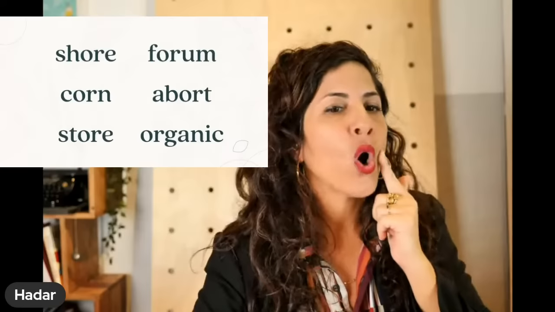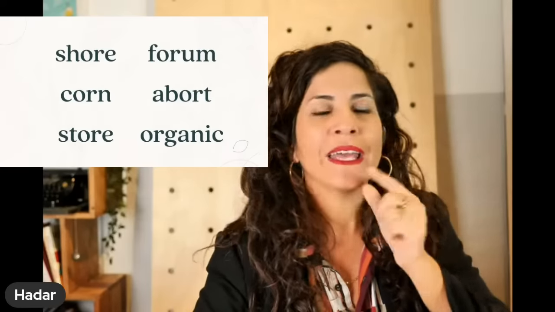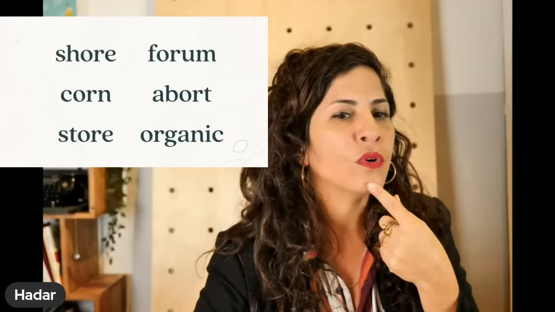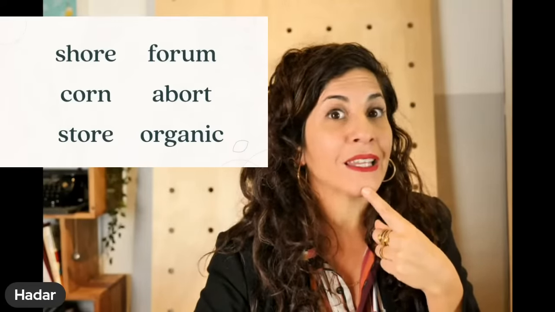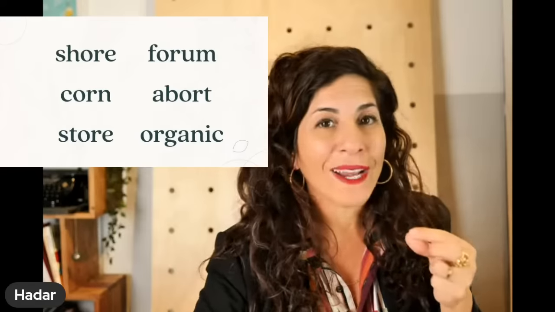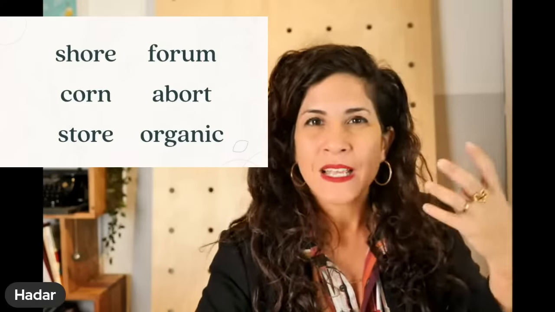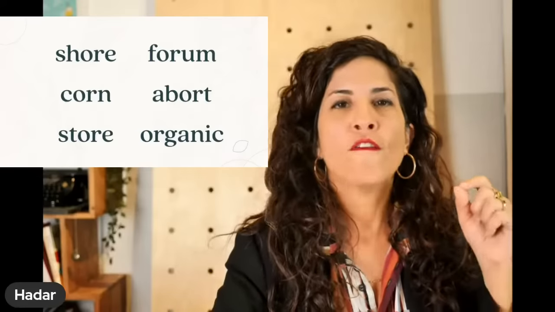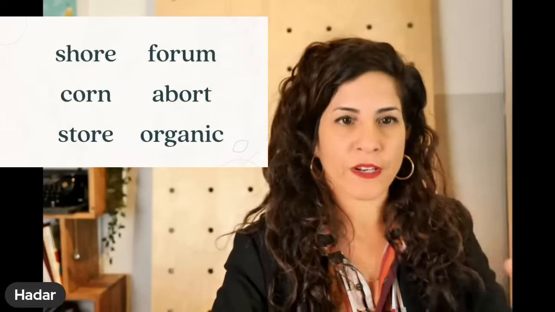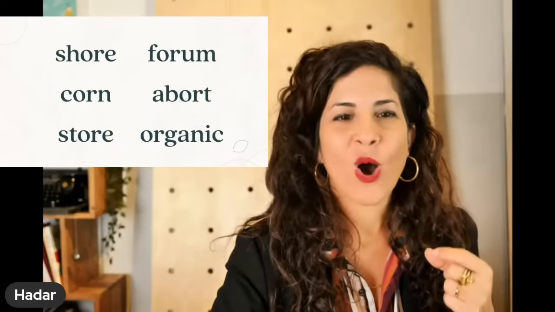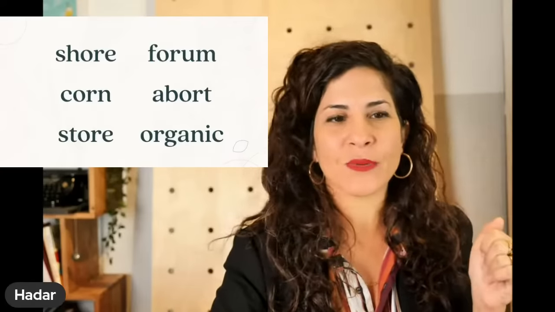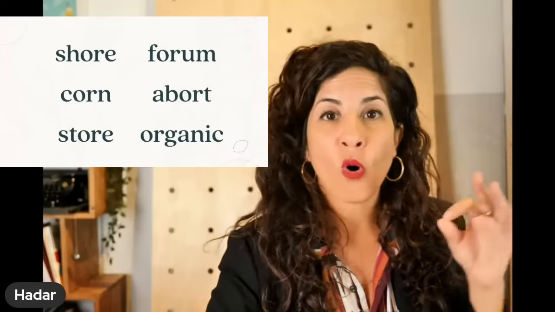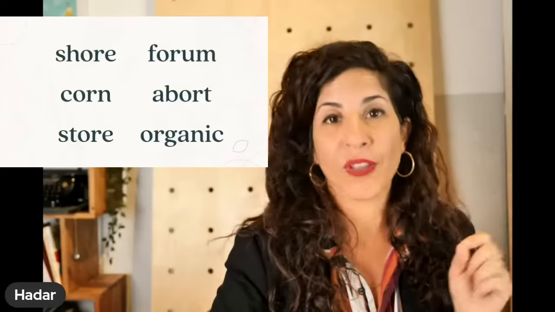Forum. Can you hear it? Drop your jaw. If you tend to pronounce the sound without dropping your jaw, practice dropping the jaw a little bit. You can stick a wine cork between your teeth to create more space, because this sound in English requires space, so it resonates well. Forum, abort, organic. Okay, so let's do this one again. Shore, corn, store, forum, abort, organic.